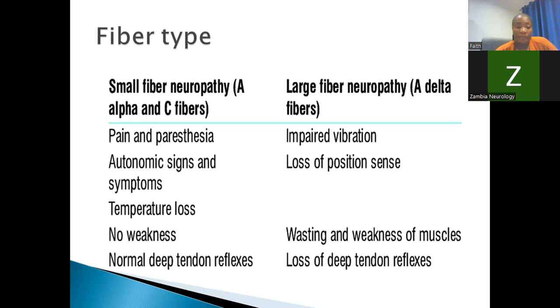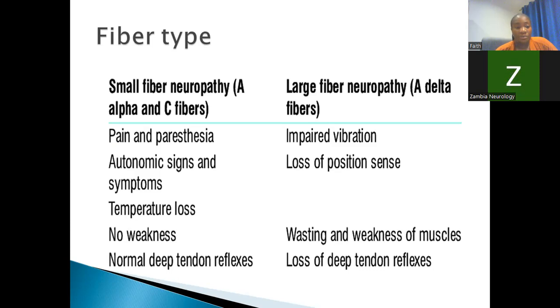So there are specific sensations, or rather modalities, that are transmitted in these particular nerve fibers. The small fibers usually transmit the sensation of temperature and pain, and the large fibers carry vibration and proprioception, or position sense. So when a patient presents with a particular pattern of sensory loss or abnormality, you are able to identify whether this could be a small fiber neuropathy or a large fiber neuropathy.